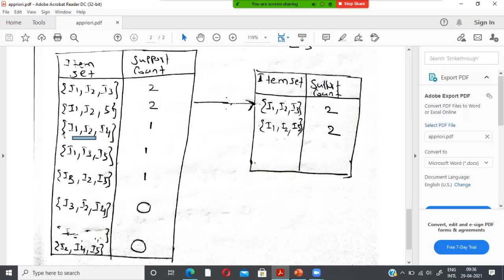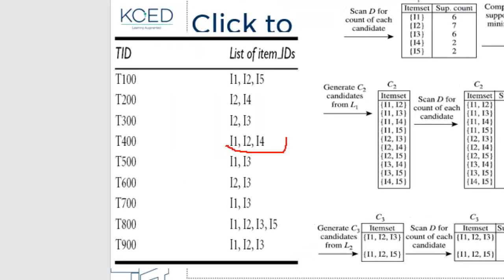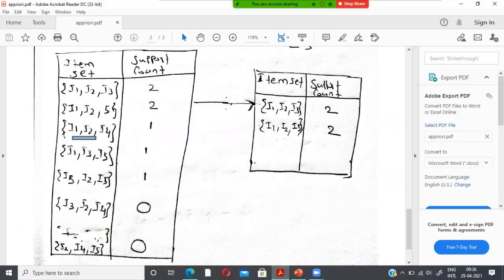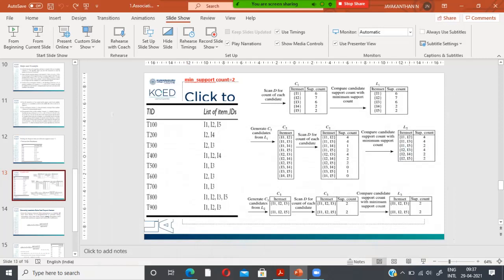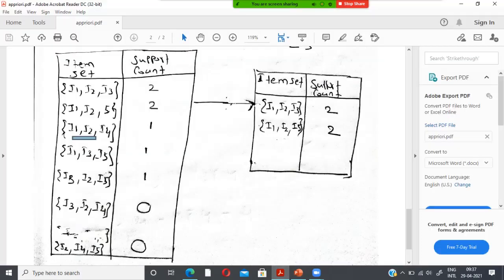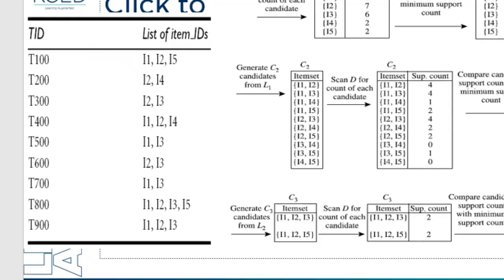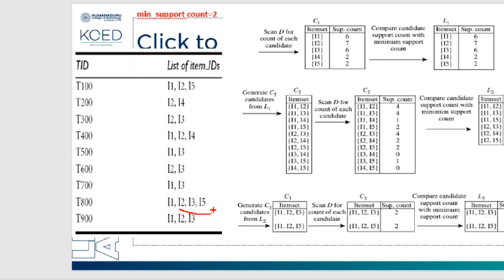Remaining: I1, I2, I4 appears only one time. Items 1, 3, 5 appear only one time. Then 2, 3, 5 appears only one time in the database.